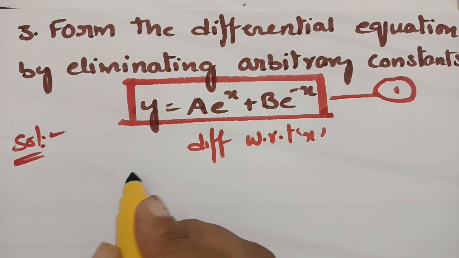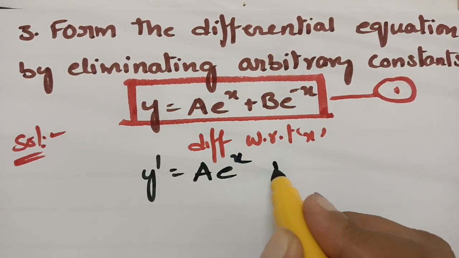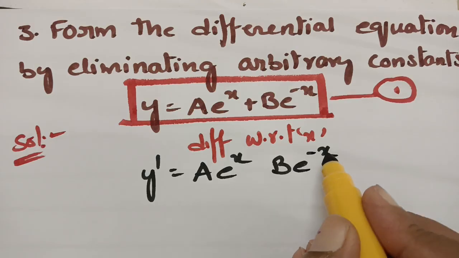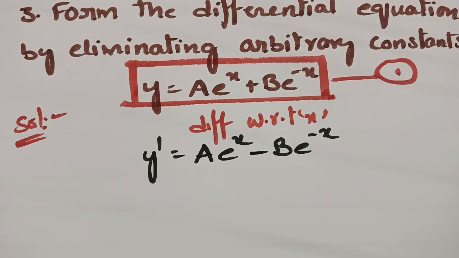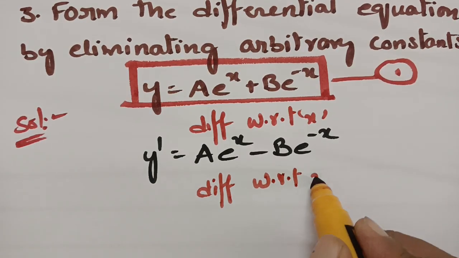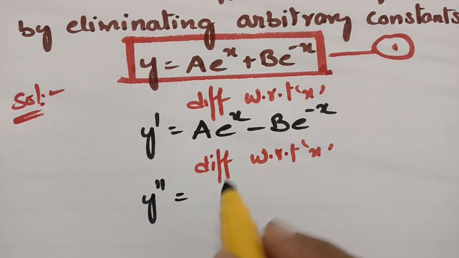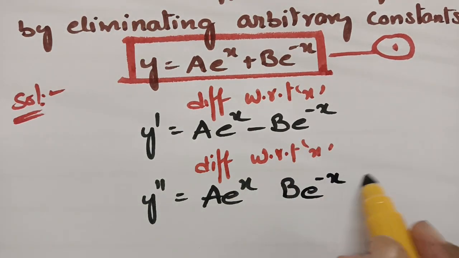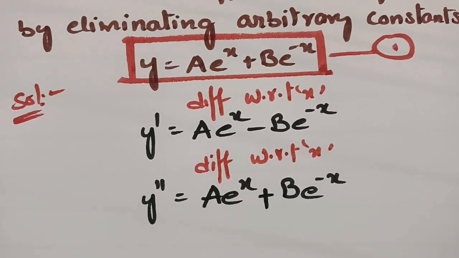So for y, the derivative here is y dash, a into e power x, for e power x is again e power x. Here b is a constant. For e power minus x, the value here is e power minus x, and for minus x the value here is minus 1, so I am writing minus here. And again we have to make a derivative. Differentiate with respect to x one more time, as there are 2 constants. So this will be y double dash, and this value is a into e power x. This b is a constant. E power minus x is again e power minus x, and again we have minus 1 here. As there is minus 1, this value is going to become plus.